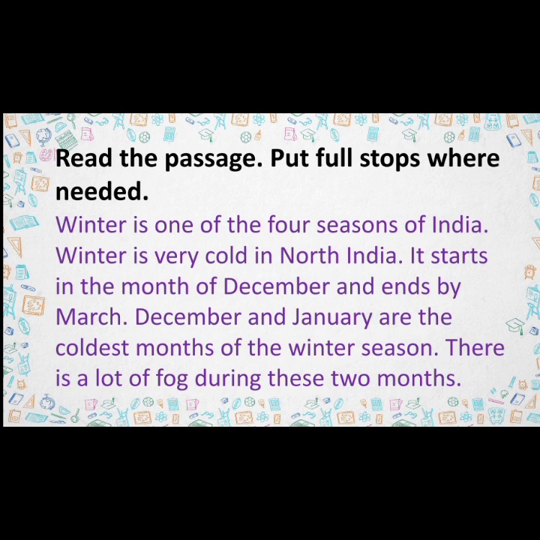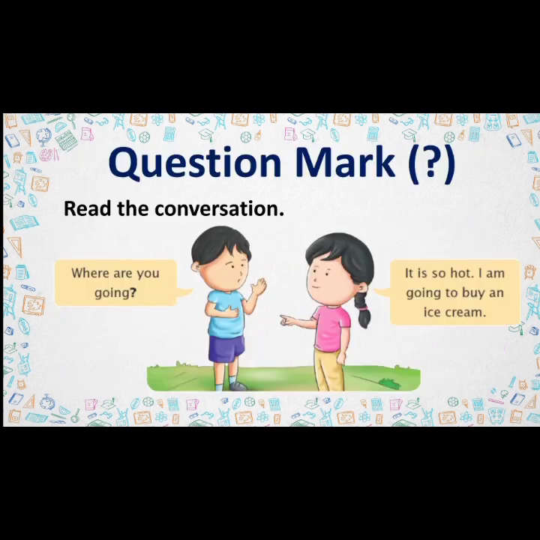So, December and January are the coldest months of the winter season. In this sentence, we put a full stop after winter season to show that the sentence has ended. And last, there is a lot of fog during these 2 months. Again, we put a full stop after months to show that the sentence has ended. Easy, isn't it? Now we will look into detail about question mark.